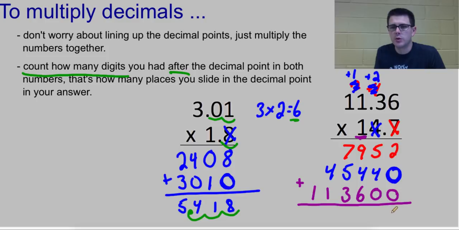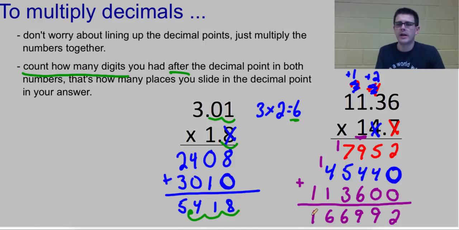Add them up. 2 and 0 is 2. 5 plus 4 is 9. 9 plus 4 is 13. Plus 6 is 19. 1 plus 7 is 8. Plus 5 is 13. Plus 3 is 16. 1 plus 4 plus 1 is 6. And a 1. Now I need to go and put my decimal in my answer.